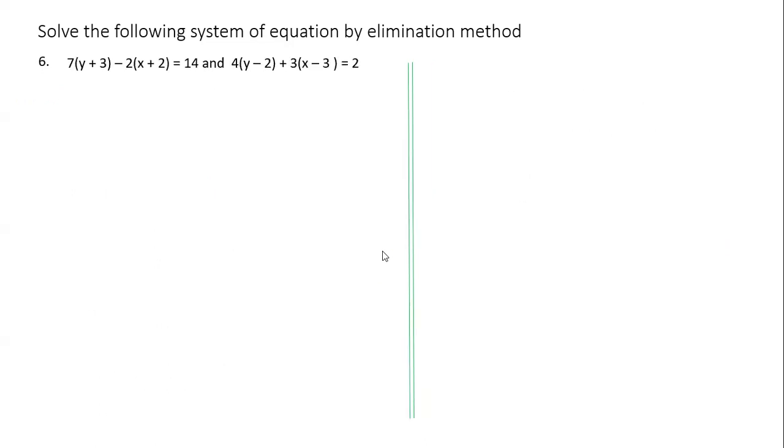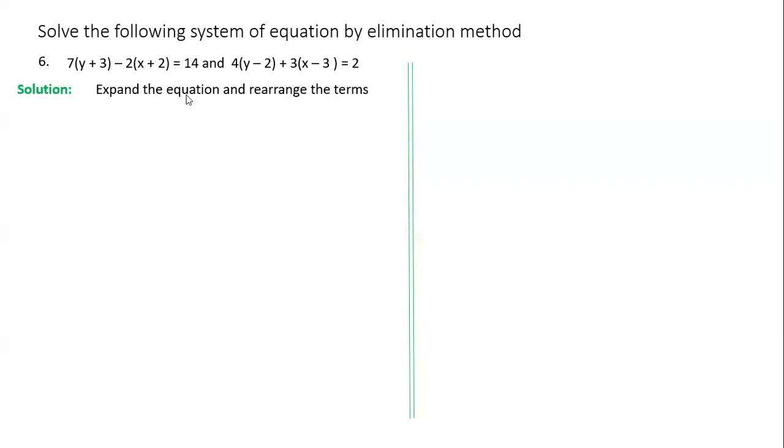Sixth question. Now you have brackets. 7 into y plus 3 minus 2 into x plus 2 is equal to 14, and 4 into y minus 2, close the bracket, plus 3 into x minus 3 is equal to 2. So you will have to first open the bracket, bring the terms together, numbers together. So let us see how it is.